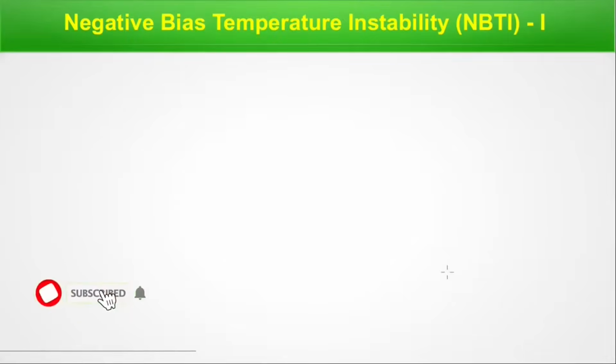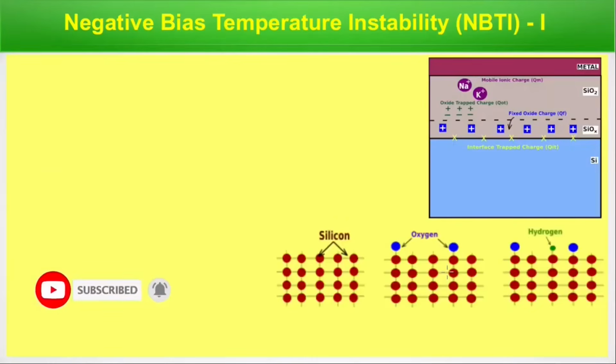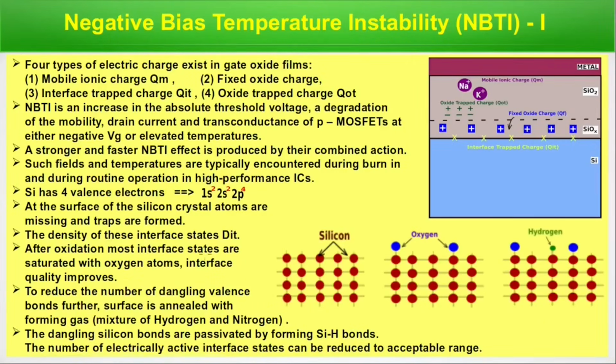Now, negative bias temperature instability. There are 2 slides on this topic. To understand it, we need to understand the situation over this region. This is the silicon layer. Silicon dioxide layer is here. And now metal. This is the basic MOS structure, metal oxide semiconductor. Here we can see some charges are there. We will try to understand the scenario, and then we will come to the physics of NBTI.